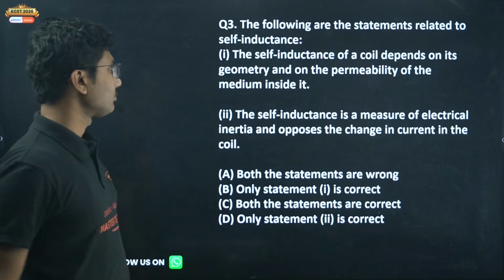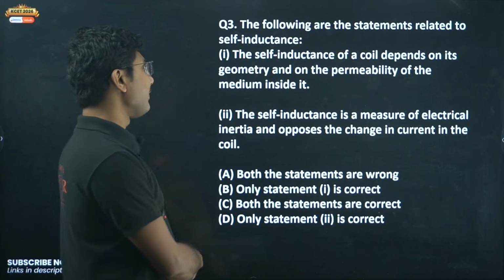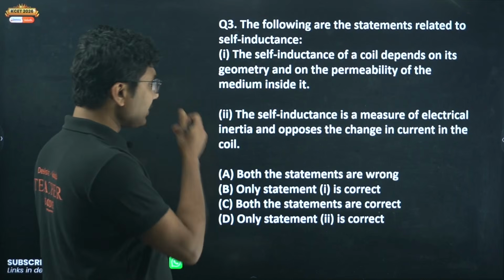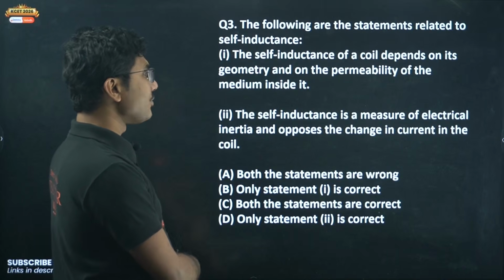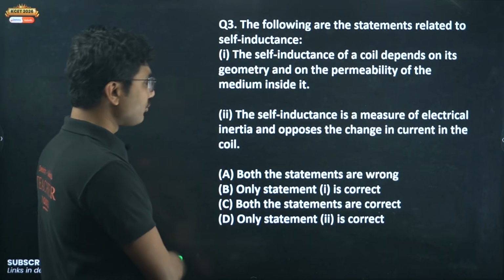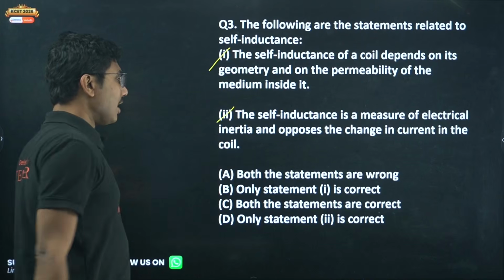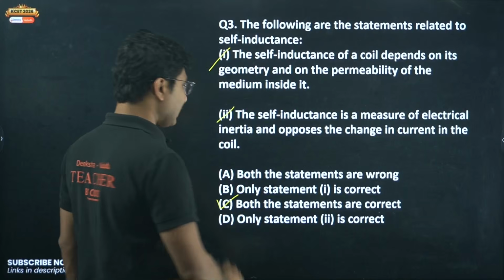Next, the following are the statements related to self-inductance. The self-inductance of a coil depends on the geometry and on the permeability of the medium inside it. The self-inductance is a measure of electrical inertia and opposes the change in the current in the coil. So both statements are correct. Okay. So option C is correct.